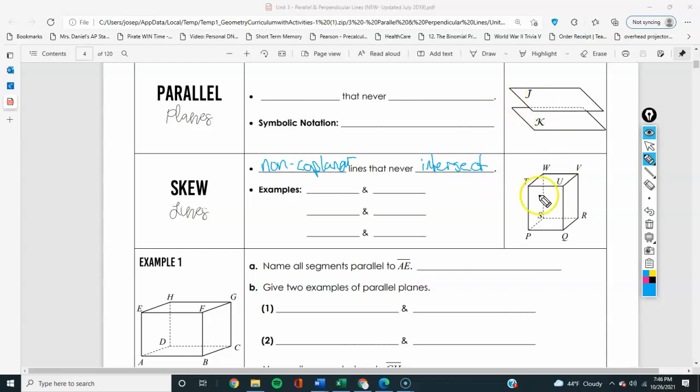For example, if we look over our picture, let's say we're looking at PS right here. PS is never going to intersect with VR. When I look at these lines, this one goes side to side, this one goes up and down. They are not on the same plane. So they aren't parallel because they don't go the same direction. But they never cross, so they're skew.